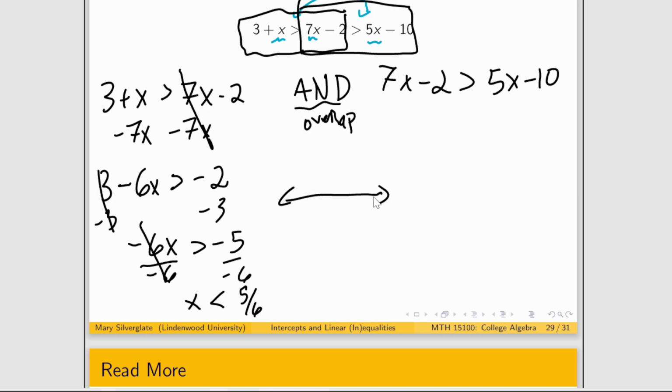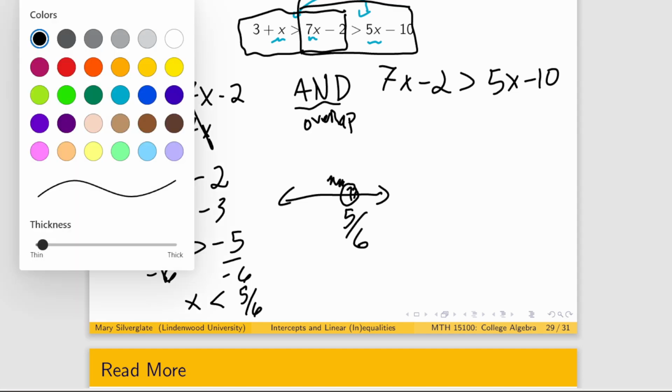So I'm going to start graphing this on a number line, and keeping in mind that I want to find their overlap, I'm just going to start the sketch with an open circle on the 5/6 and indicate I want stuff to the left, but I don't really know how far left I want to go just yet.